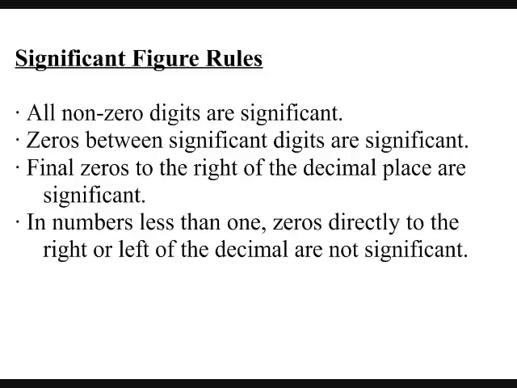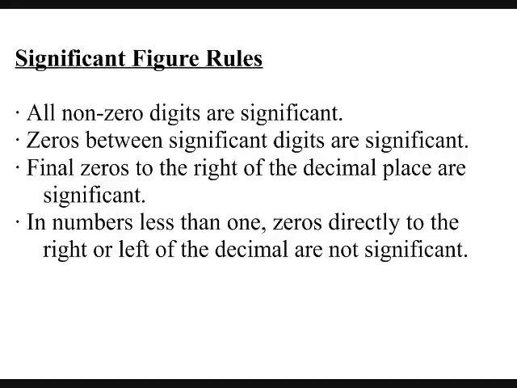Here I'm going to quickly step through the rules for significant figures. You'll have a handout with all of these on them, so you don't need to copy these down verbatim now. But the first thing is pretty straightforward. All non-zero digits are significant, which means that where we're going to have some complications is with zeros. Zeros between significant digits are significant. Final zeros to the right of the decimal place are significant. And finally, for numbers less than 1, zeros that are directly to the right or left of the decimal place are not significant.